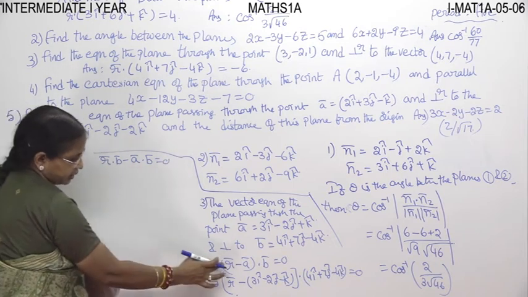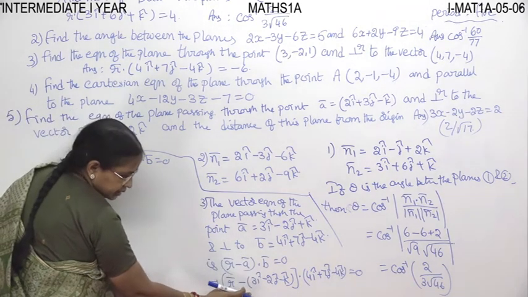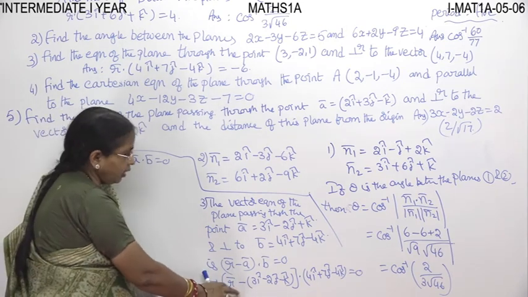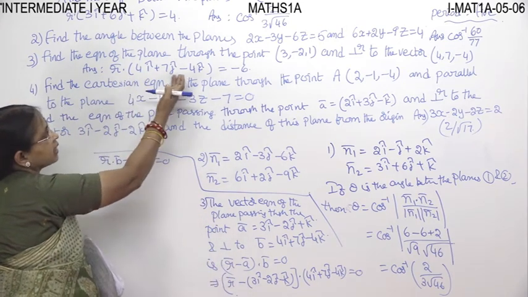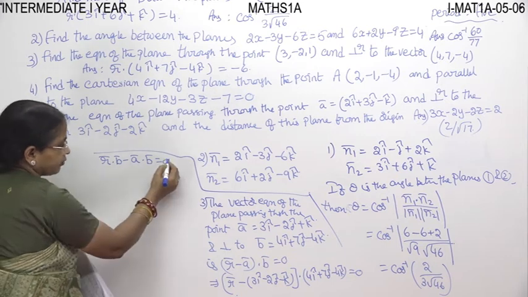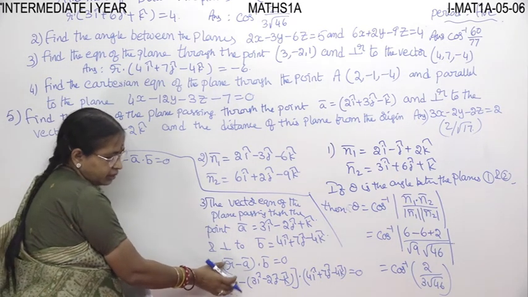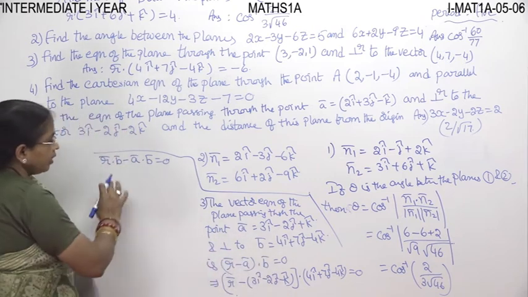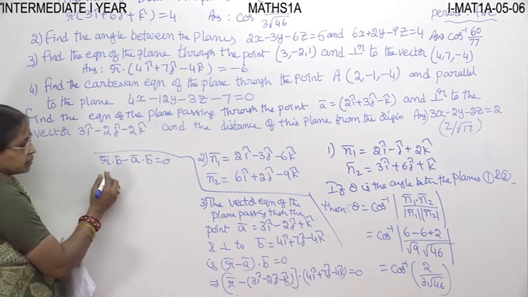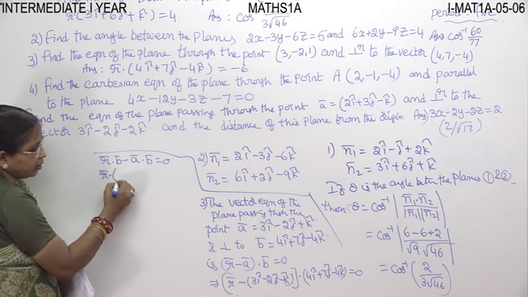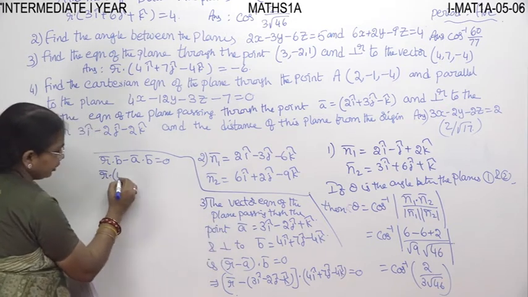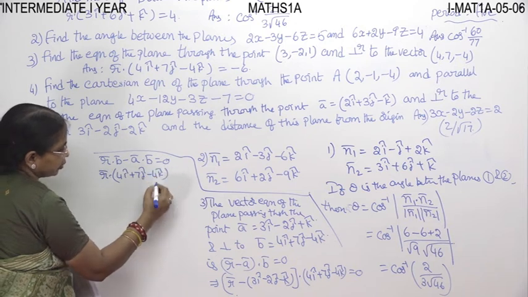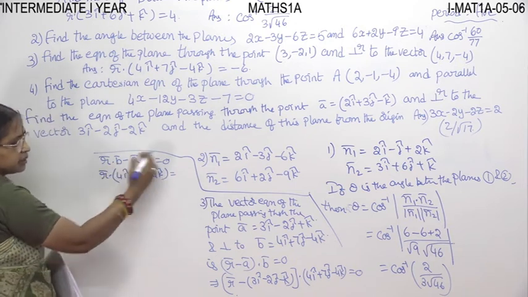Even if you write the equation in this form, it is correct. Because he has given the answer in this form, we'll try to get it in that form. Otherwise also, even this is correct. You write the formula and then you just substitute the values. That's all. Or if you still want to simplify, you do like this. So r dot b, where b is 4i plus 7j minus 4k, is equal to a dot b.